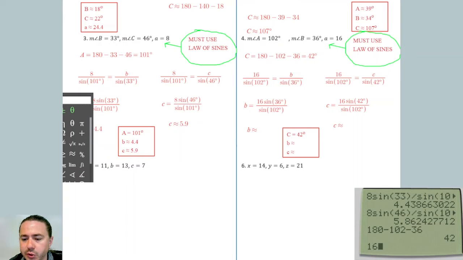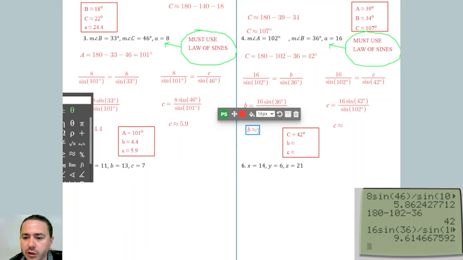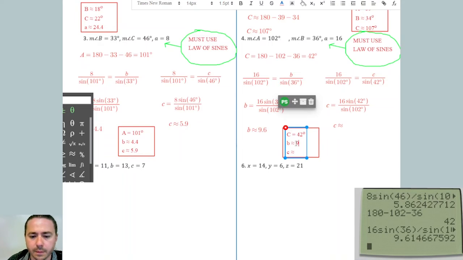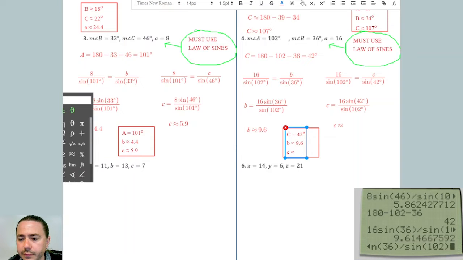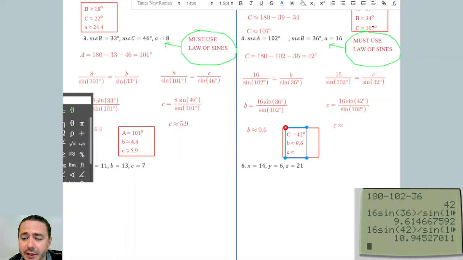A lot of sine problems, for some reason, just seem to go a little faster, I feel like, especially since you find both sides basically the same way, and then it's just a matter of plugging in the right numbers. Usually doesn't take terribly long. So we're going to call this 9.6. And then for side C, the only difference here is the sine of 42. All right, so we get about 10.9.